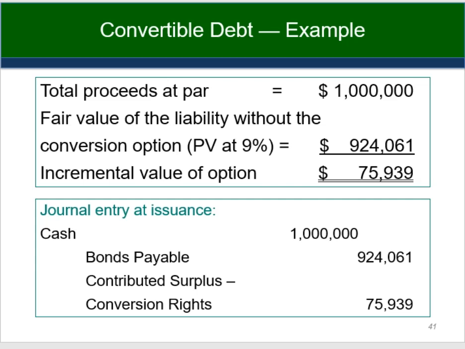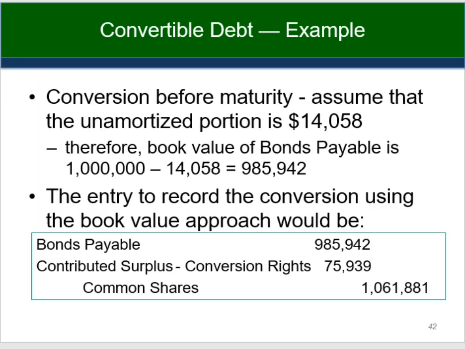So when we issued the bonds, we got $1 million. $924,000 is the debt. The rest is the conversion rights. So let's imagine that we actually saw a conversion happen. So conversion before maturity, we'll assume that the unamortized portion of the bond premium would be $14,058.